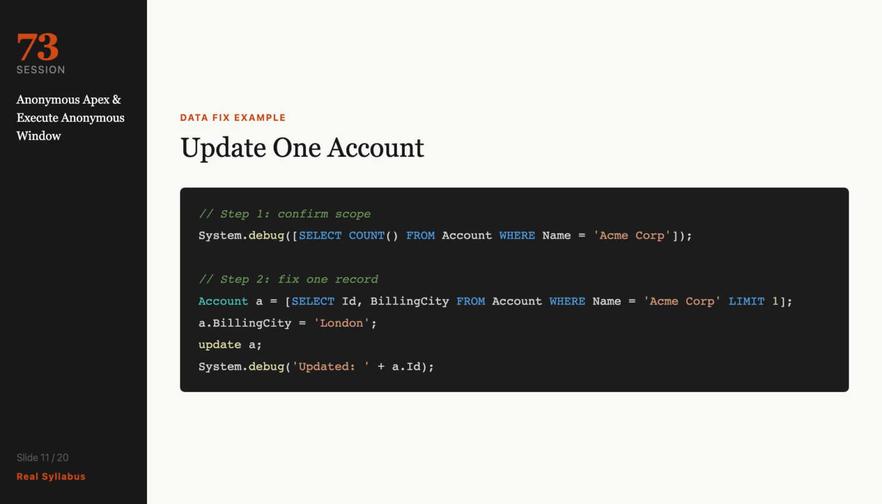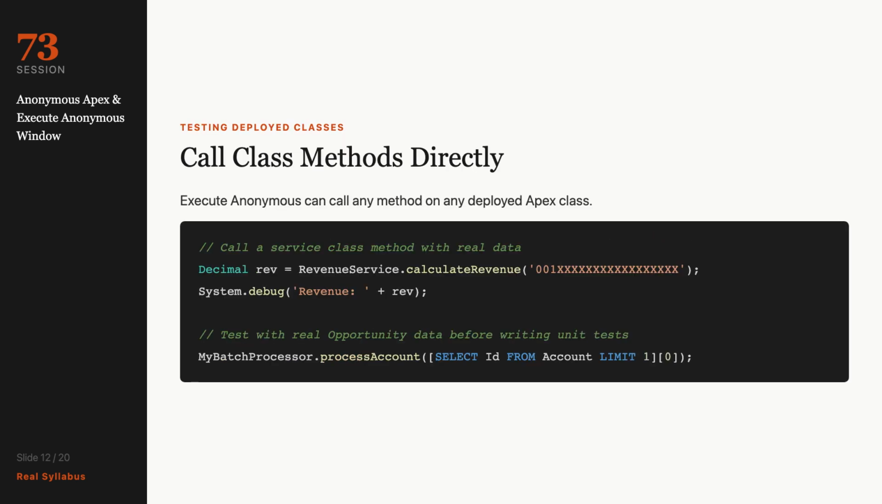Execute Anonymous can call methods on any deployed Apex class. This is useful for testing a newly deployed class method against real data before writing the full unit test. For example, if you have a service class with a method calculate revenue that takes an account ID, you can call it with a specific ID from your org and verify the result in the debug log. You get real data behavior, real governor limit consumption, and real output.